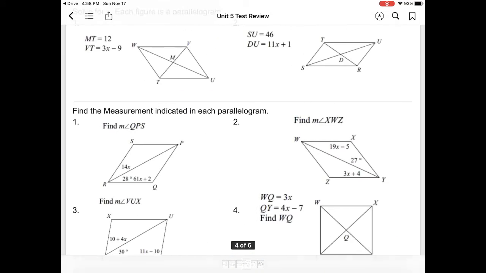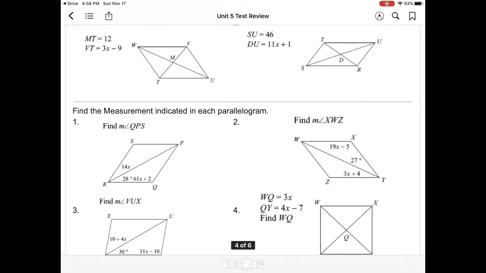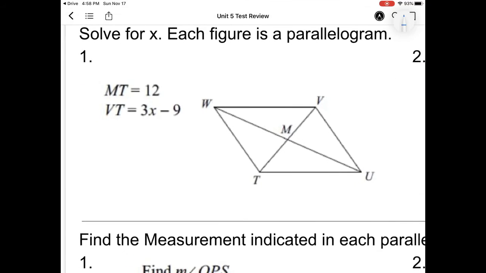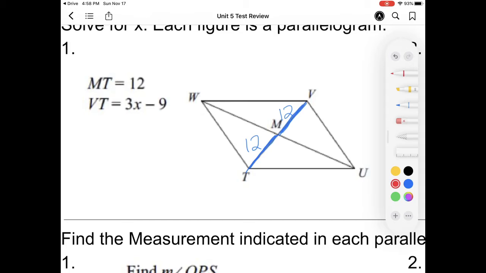For the next section, we are asked to solve for x for each figure as long as each figure is a parallelogram. So looking at this, for number 1, we are told that MT, which is right here, is 12. So if MT is 12, that means MV is also 12. The reason why this is very important is because the next information that we're given is telling us that VT, which is the whole diagonal, is 3x minus 9.